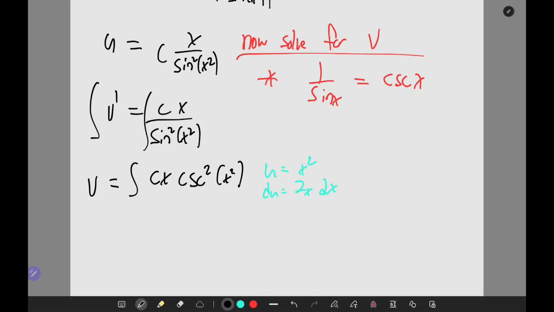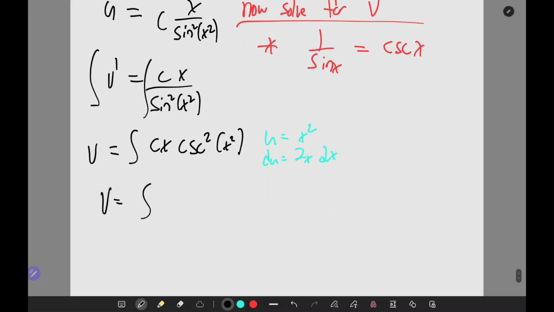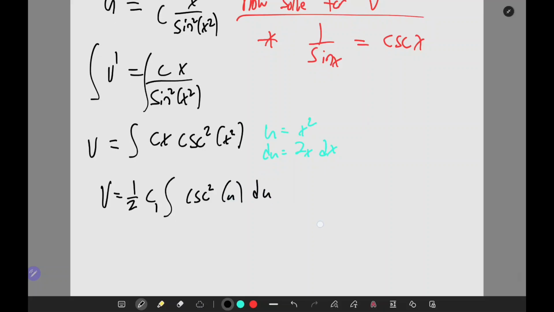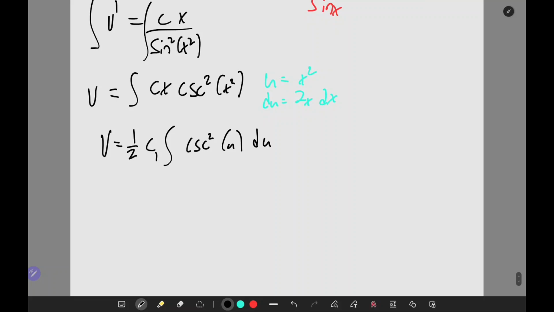So then we'll have v is equal to the integral of 1/2 times c, that c is acting as a constant, pull it out, and remember this is like a c1, right? Times the cosecant squared of u du now. Okay, so now we integrate this.